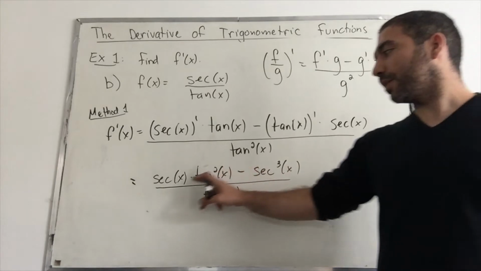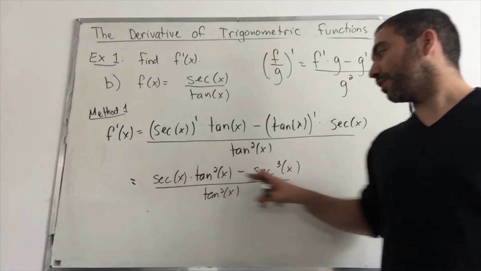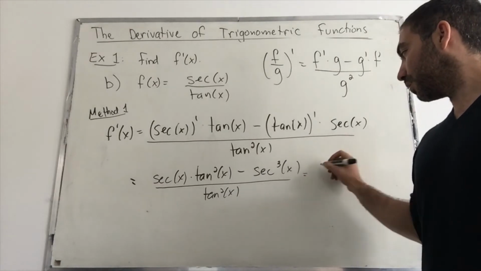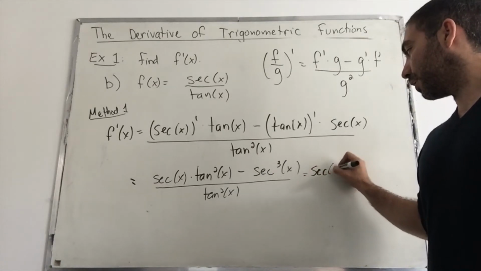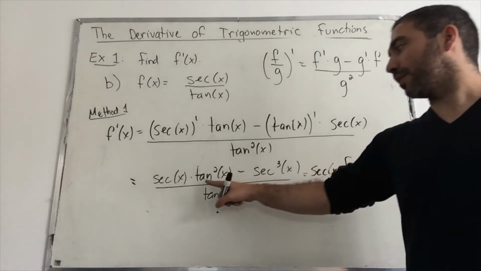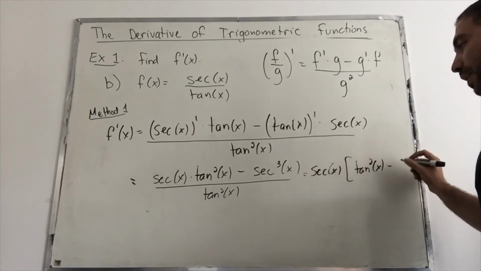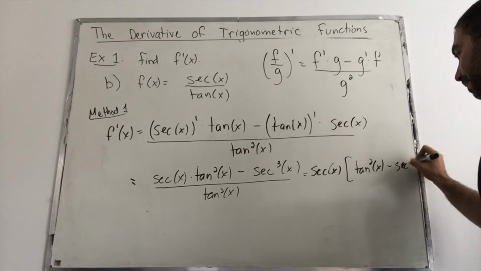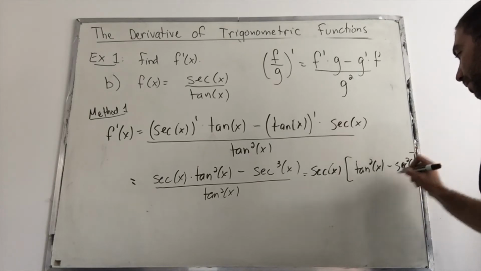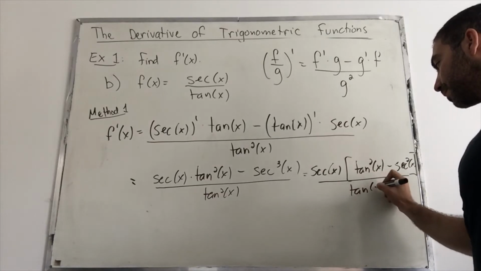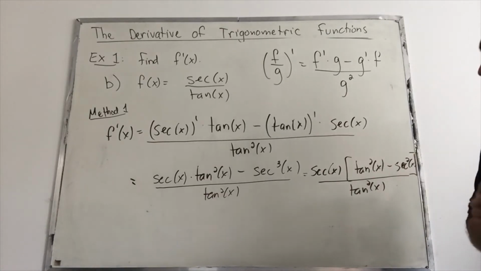So what we could do here is factor out a secant. There's a secant here and there's a secant cubed here, so we could factor out one secant on both sides. Let's do that. Secant x, leaving us with a tan squared minus a secant squared, all this over tan squared.